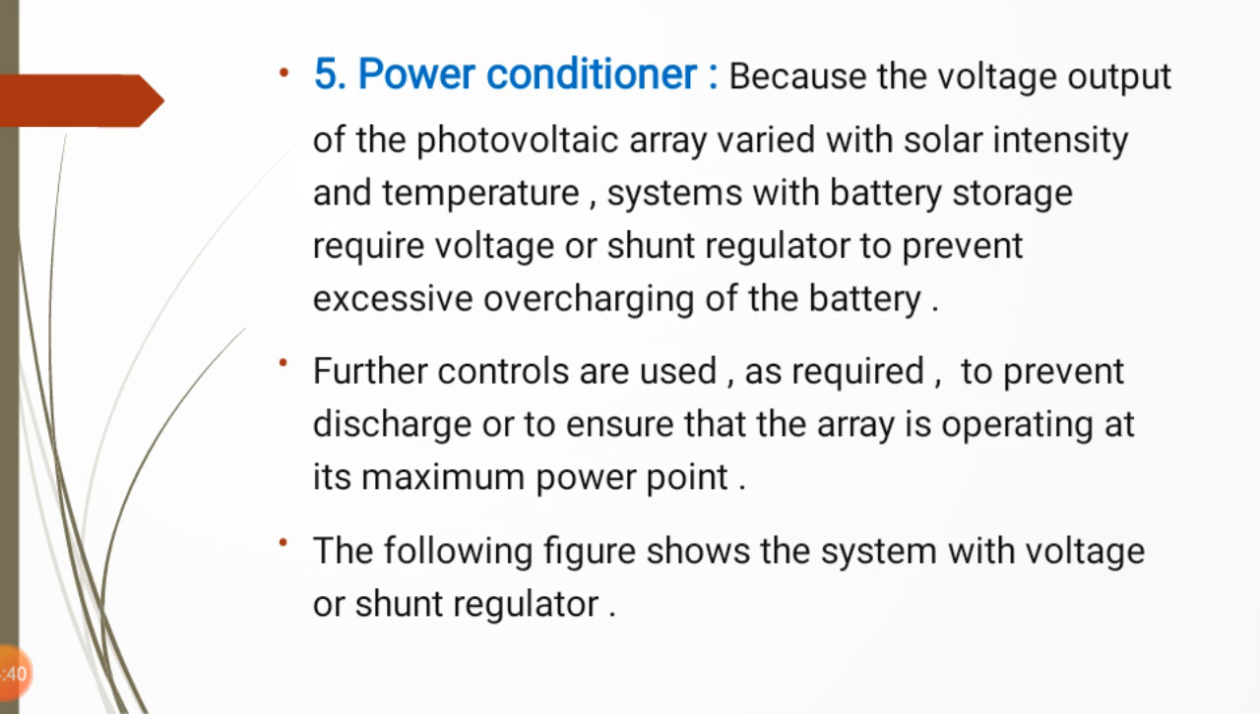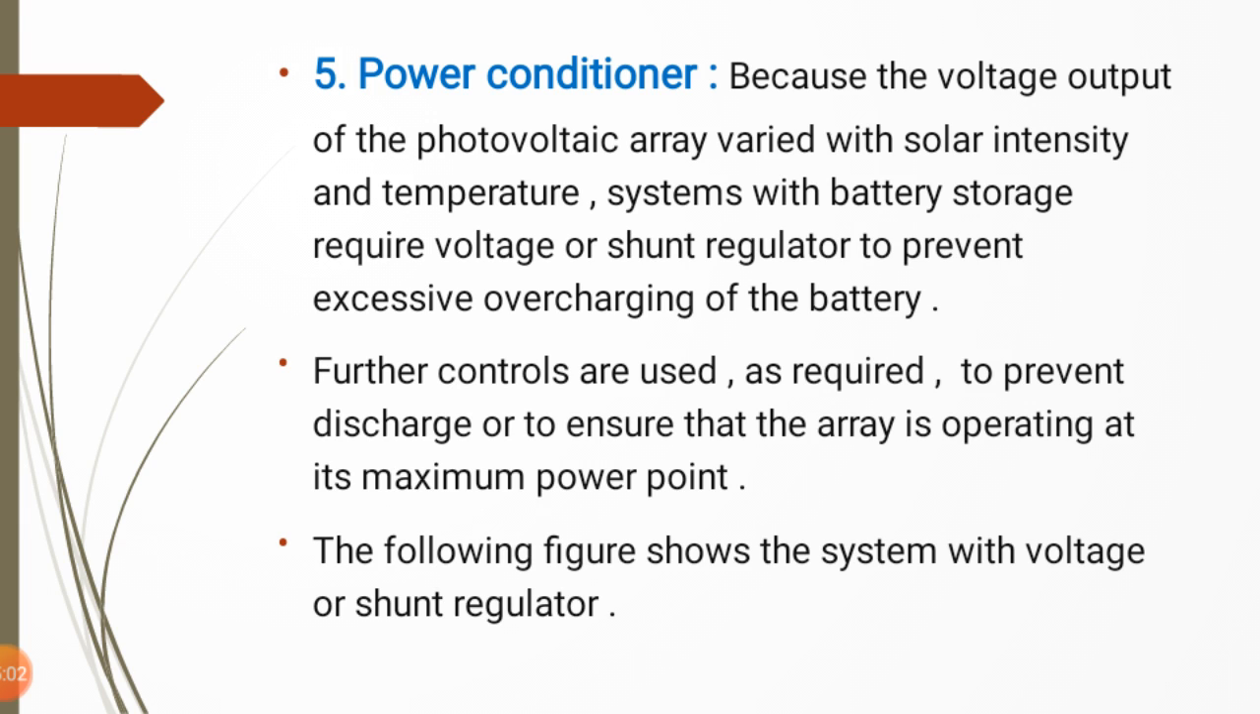Next and last part, or component, is the power conditioner. Not last but second last, power conditioner. Because the voltage output of the photovoltaic array varies with the solar intensity and temperature. Systems with battery storage require a voltage or shunt regulator to prevent excessive overcharging of the battery.